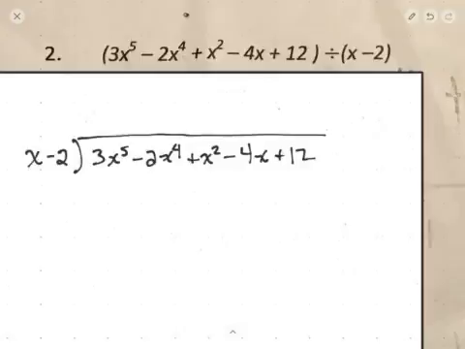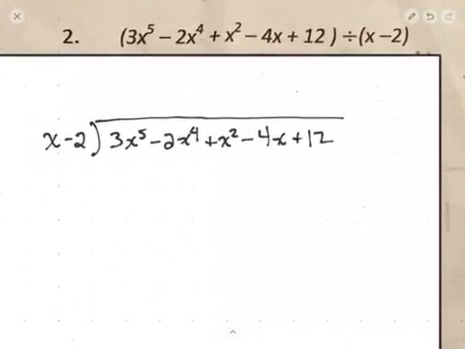Right, so this is the second problem. We're just going to follow the same procedure that we did in the last one. We know that we have x minus 2 over here. What do we need to multiply by x minus 2 in order to get 3x to the 5th? We need to multiply by 3x to the 4th.